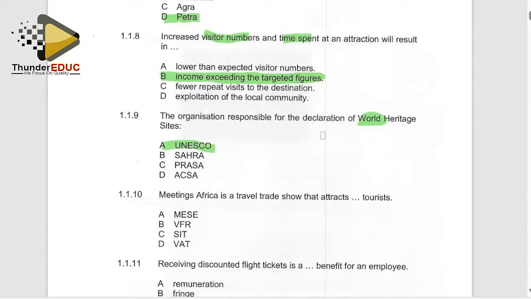Why are we leaving out the other options? If you look at SARA, it does that at national level. It can only declare those in South Africa. Then PRASA, why are we rejecting PRASA? PRASA, that is the Passenger Rail Agency of South Africa, which is responsible for passenger trains and tourist trains in South Africa. ACSA manages airports. So our best option there will be the letter A, which is UNESCO.